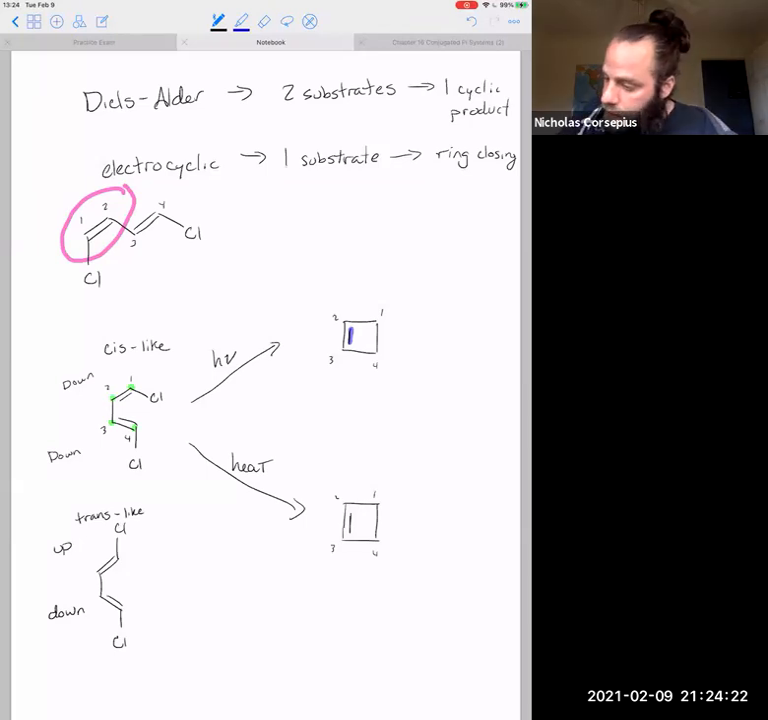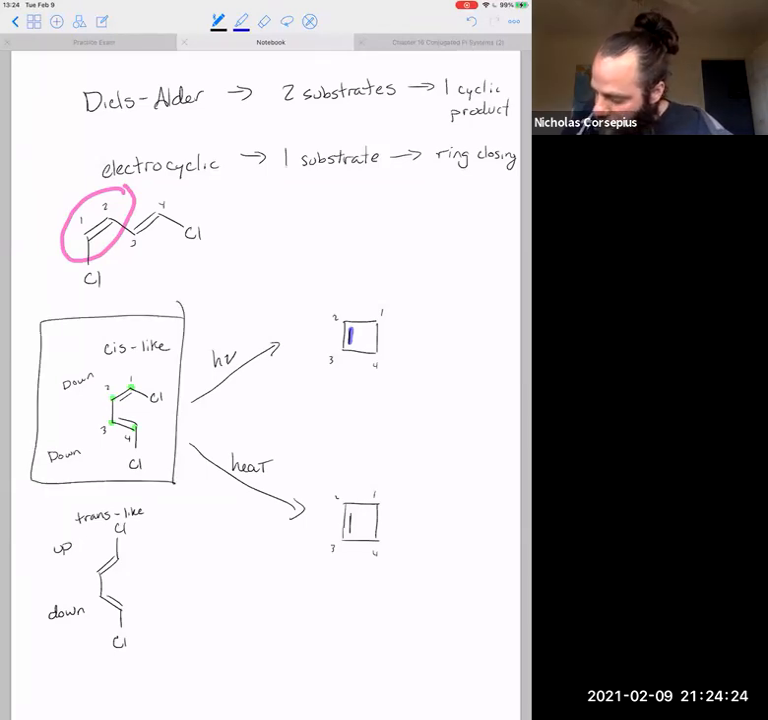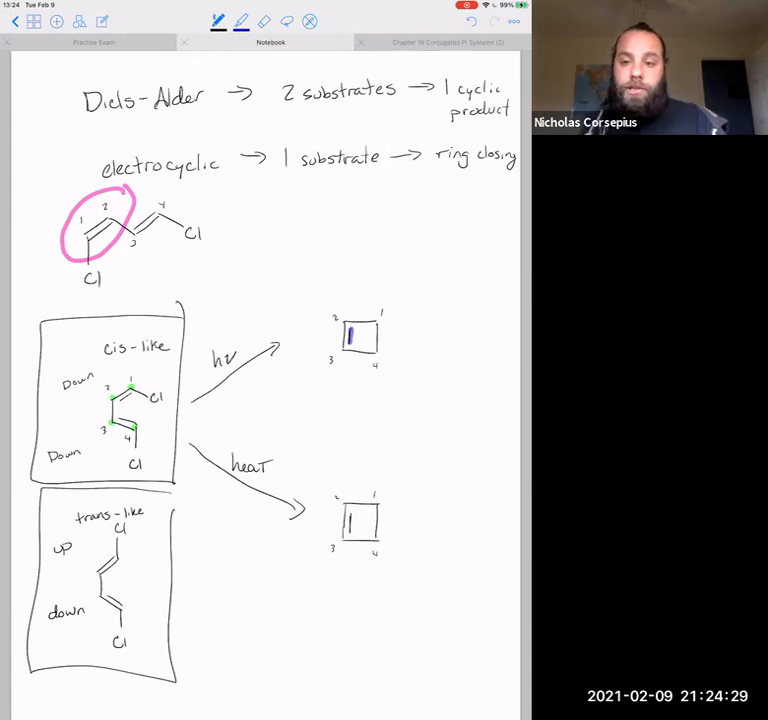Okay, so take a second to convince yourself that this is indeed cis-like and this is indeed trans-like, given the orientation of those substituents. Cis-like again means they're pointed in the same direction, either both up or both down. Trans-like means they're pointed in different directions.